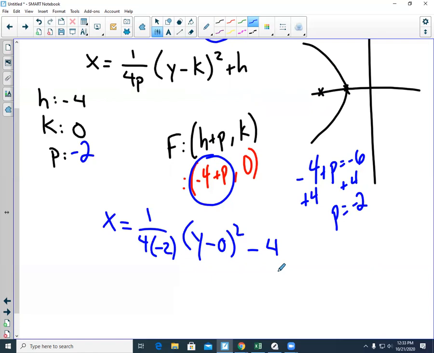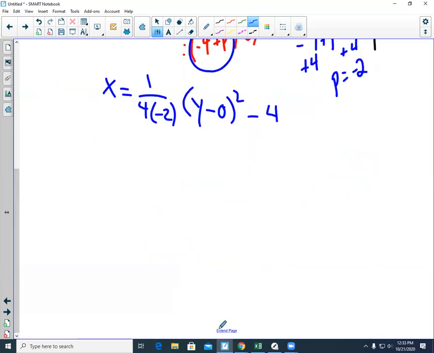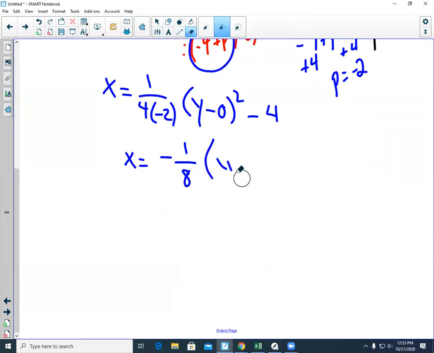So if I were to put -4 right here, so plus -4. Remember, the H value is not opposite in the horizontal one. The K value is the one that's the opposite. Okay? So now I look at this, and I get x equals -1/8. This is just going to be y because there's absolutely no reason to put y plus or y minus 0. Right? There is absolutely no reason for me to do that. So this equation will just end up looking like this.